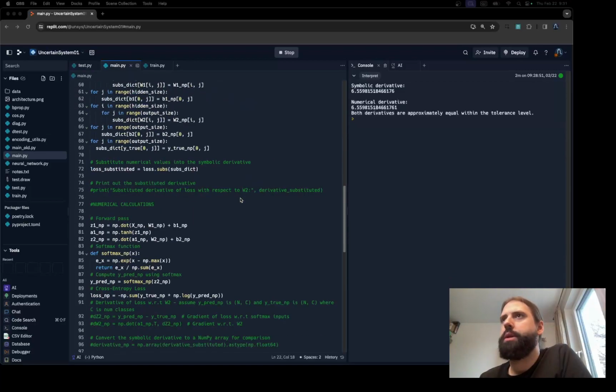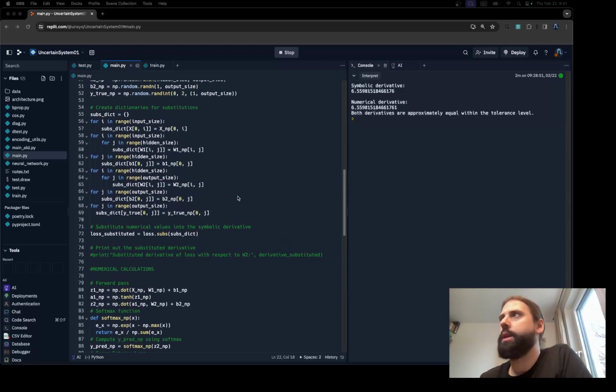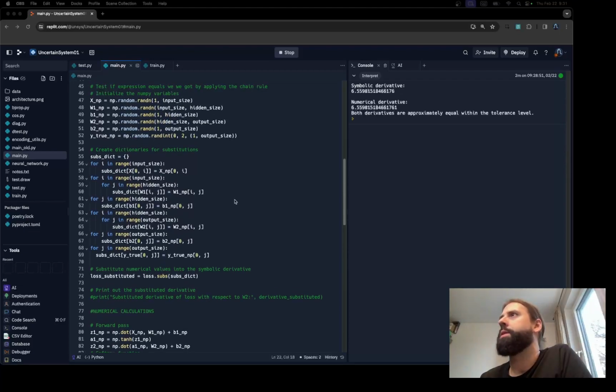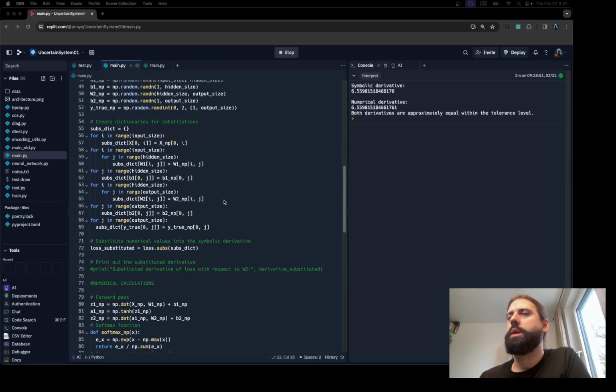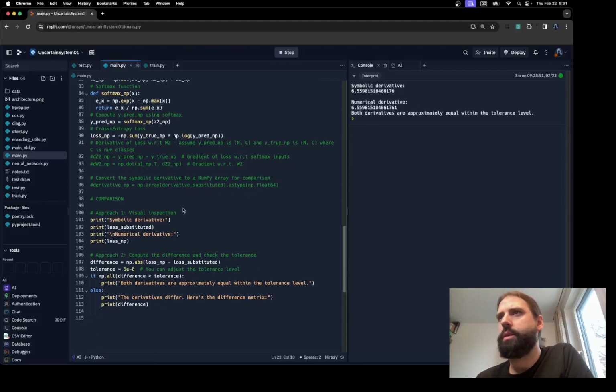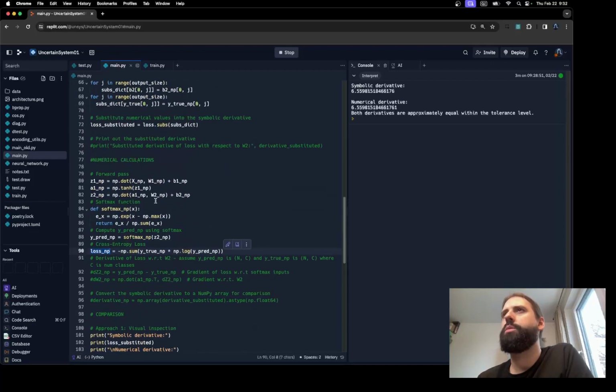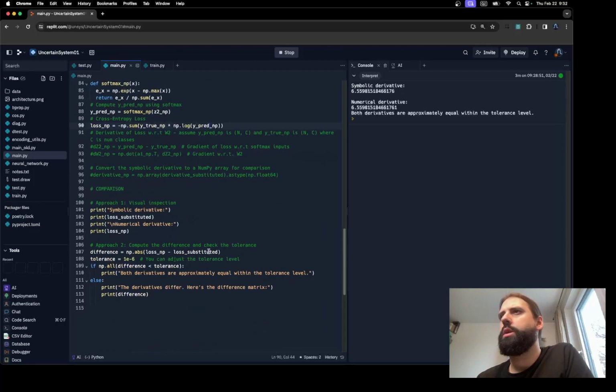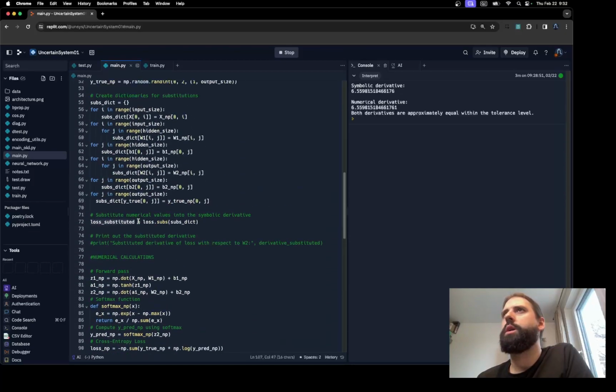We were doing it piece by piece, checking that the symbolic derivatives and the numerical derivatives would match. It looks like what I did last time is the difference between loss NP and loss substituted. Loss NP is cross entropy loss. Loss substituted is loss, but I'm not doing a derivative here or anything.